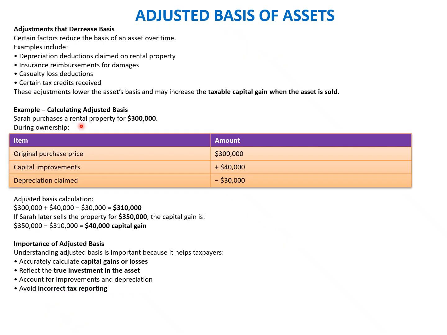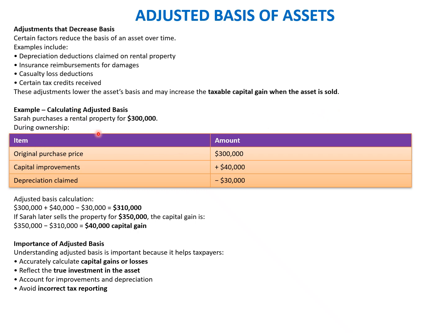Okay, so we have seen the adjustments that increased the cost. Now we are going to talk about the adjustments that decreased the cost. Certain factors reduce the basis of an asset over time. For example, a depreciation deduction claimed on a rental property. This is normal treatment when the property is being rented and depreciation is being claimed. Insurance reimbursement for damages, casualty loss reduction, and certain tax credits received. These adjustments lower the asset basis and increase the taxable capital gain when the asset is sold. Which means that the cost is reduced because of these adjustments.